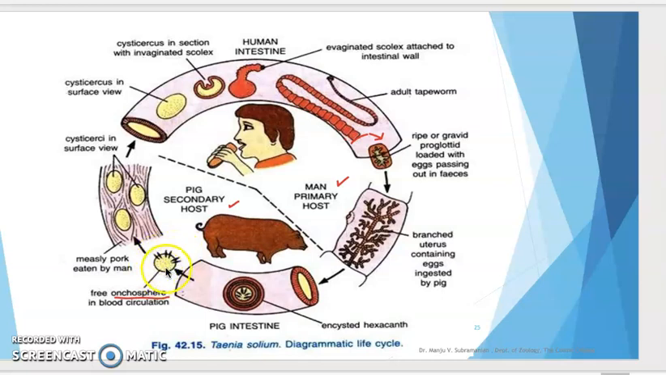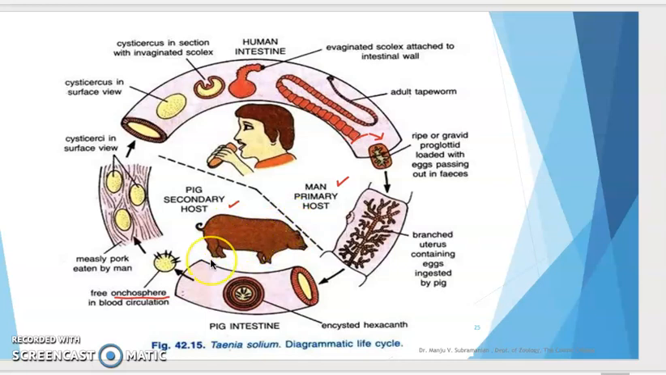These hexacanth embryos are minute sized structures, and they bore into the blood vessels and reach the bloodstream, and along with the blood flow they reach the muscle, and inside the muscle they remain intact. The blood carries it to the voluntary muscles of the tongue, neck, shoulder, thigh, etc. So through the blood, the hexacanth embryo can reach every part of the pig's body.